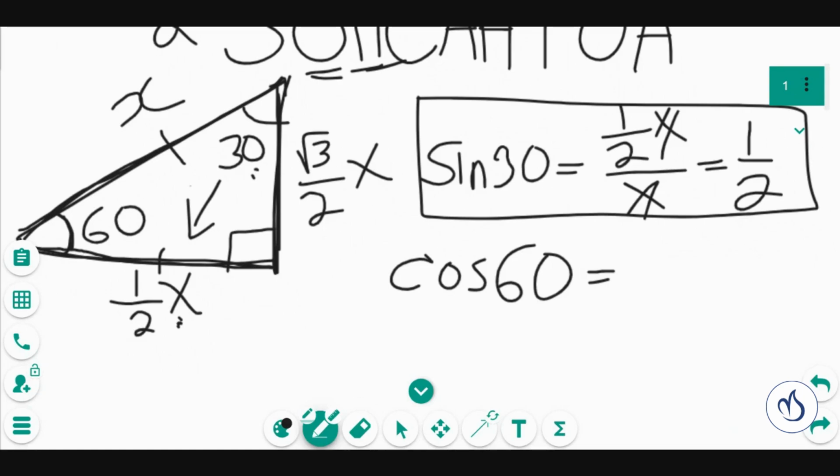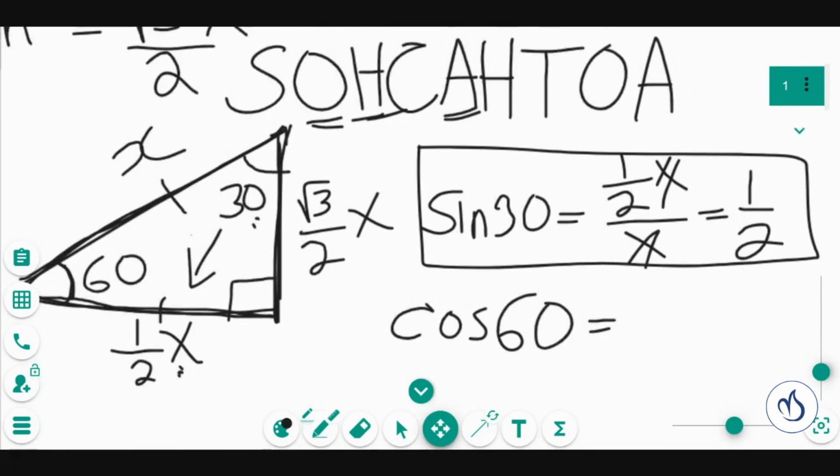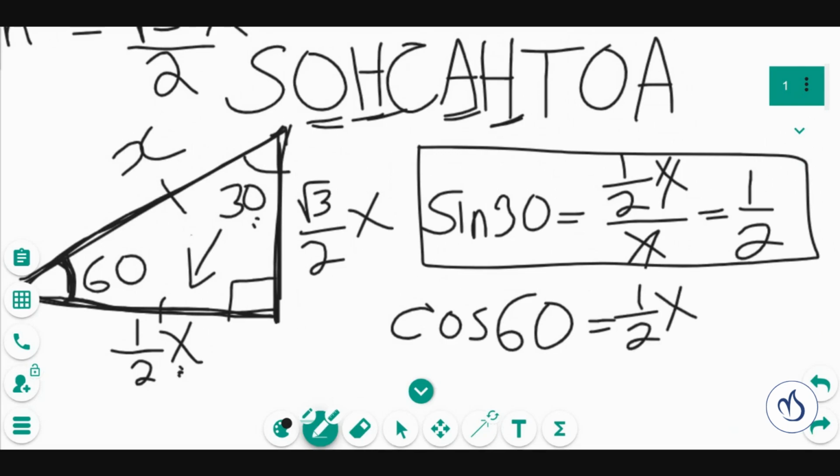The cosine of 60 is basically adjacent over hypotenuse. Remember our car. The adjacent side to this angle of 60 is this half x side. So I have a half of x as my adjacent over the hypotenuse, which is our longest side, and that is also x. The x is going to cancel out and we will remain with a half.